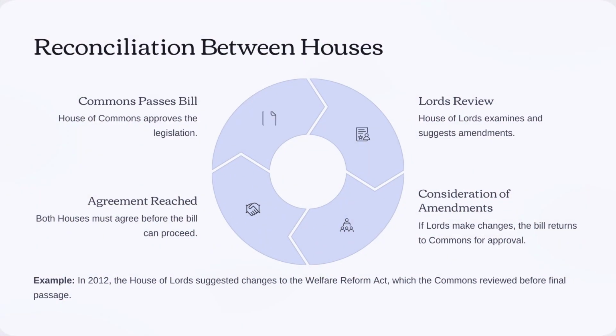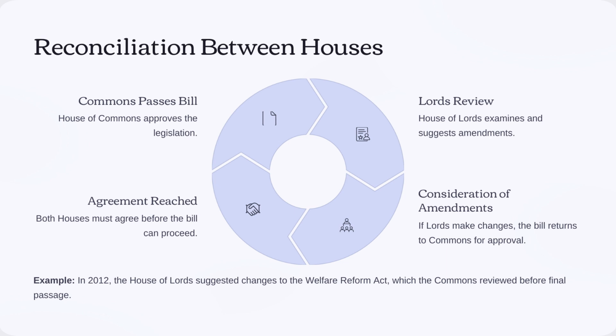Reconciliation between houses. Commons passes bill. House of Commons approves the legislation. Lords review. House of Lords examines and suggests amendments. Agreement reached. Both houses must agree before the bill can proceed.